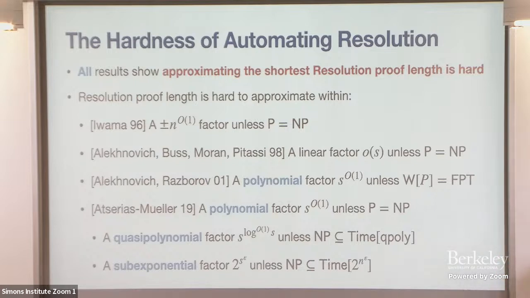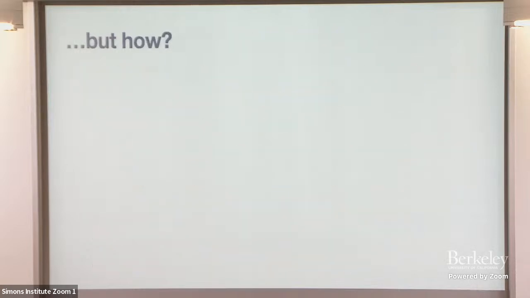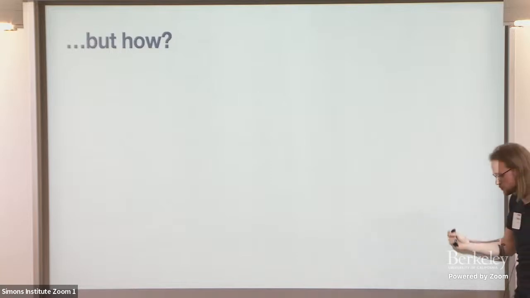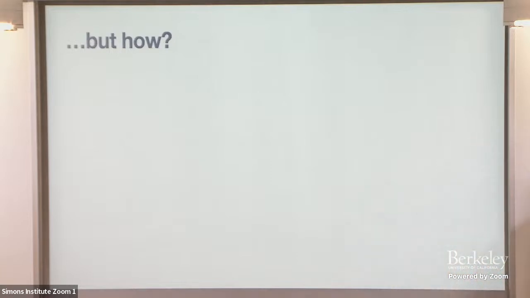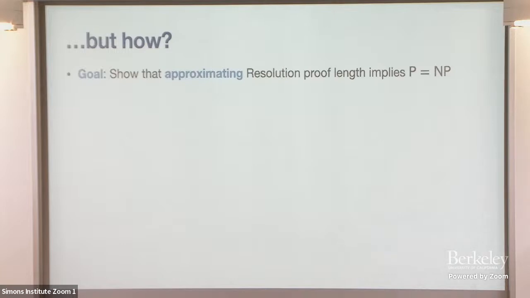So I'm not going to go into too much of the details of this Atserias-Müller proof, but I will tell you just a little bit about it. Okay, I'll tell you why this was hard to do. I think, in my opinion, why it was hard to do, and why even just thinking about it is weird. So our goal here is to show that approximating resolution proof length implies that P equals NP. If I have some algorithm that can just approximate proof length, then P equals NP.